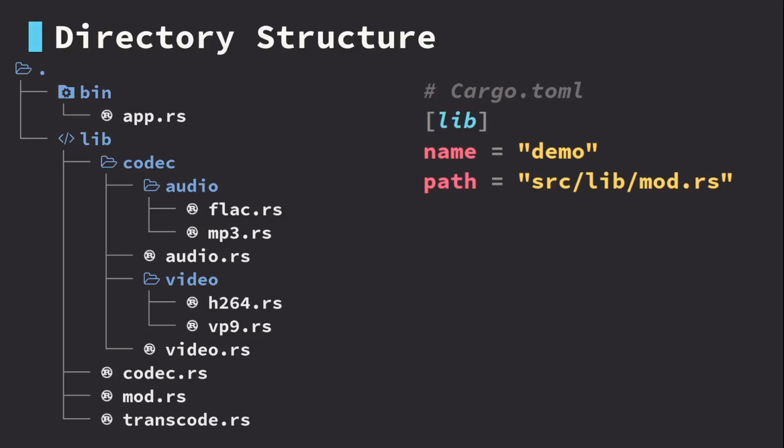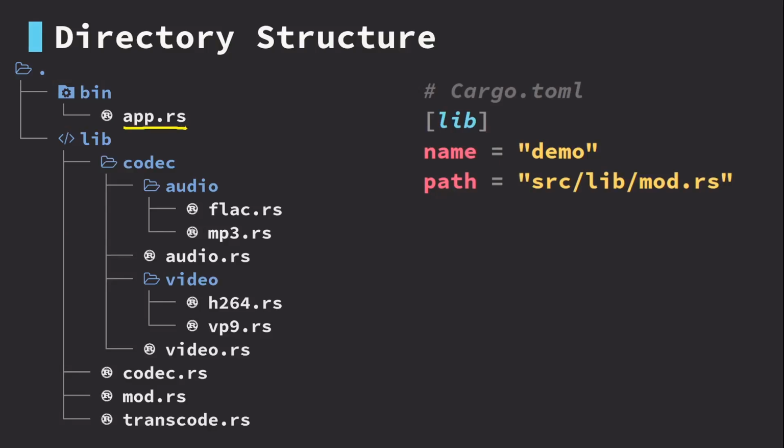If we take a look at our directory structure, this dot here will indicate src, and then we go down to lib right here, and then we go down to mod.rs. So right here will be the entry point of the library, and all the other modules can be defined from here. If we take a look at our bin directory here, we have an app.rs.